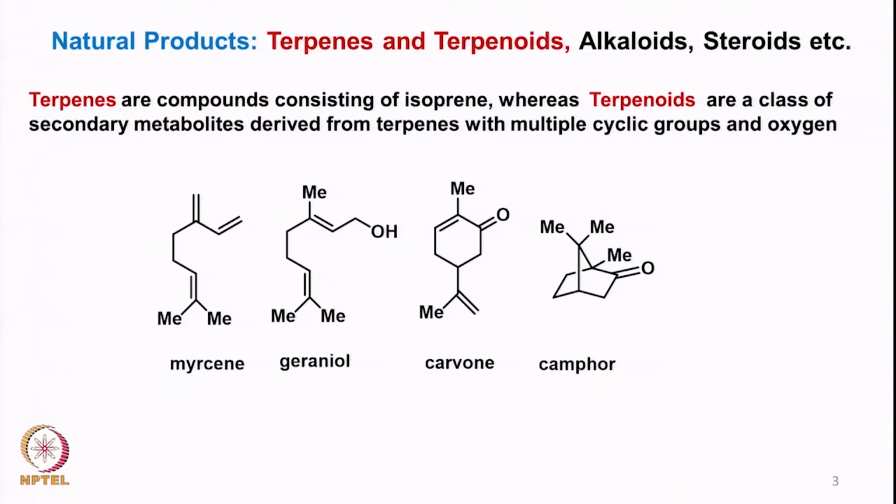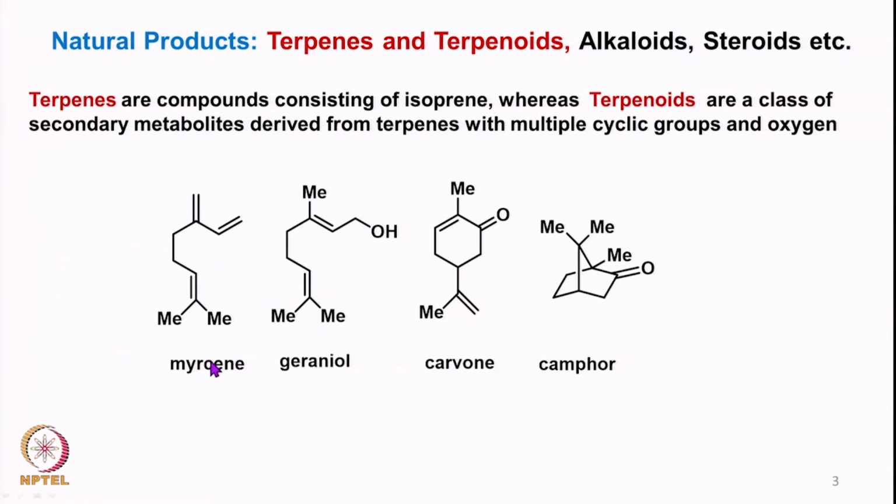Now if you look at the natural products, you know many of these natural products already. Say we have terpenes, terpenoids, alkaloids, steroids and many more. So we know that the terpenes are compounds that consist of isoprene, whereas terpenoids are a class of secondary metabolites which are derived from terpenes and will have some cyclic groups and oxygen. Let us take some examples of terpenes. Of course, we know that there are monoterpenes, there are diterpenes, then sesquiterpenes and triterpenes, etc.